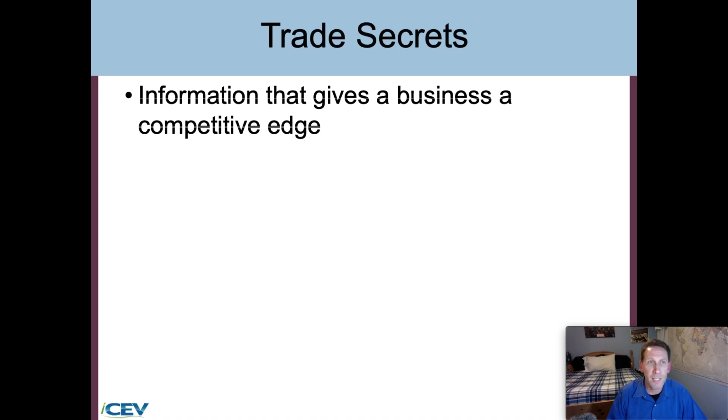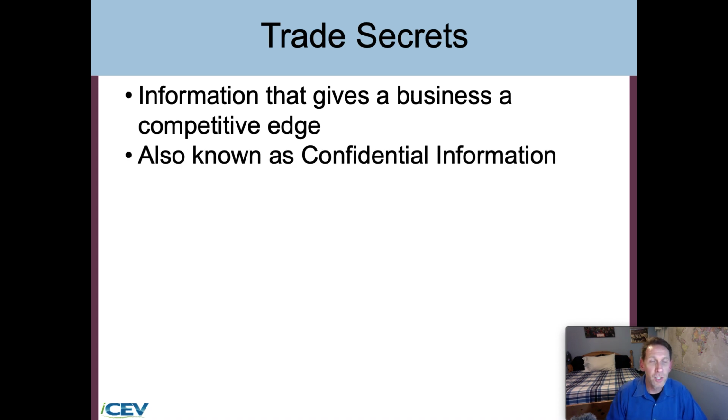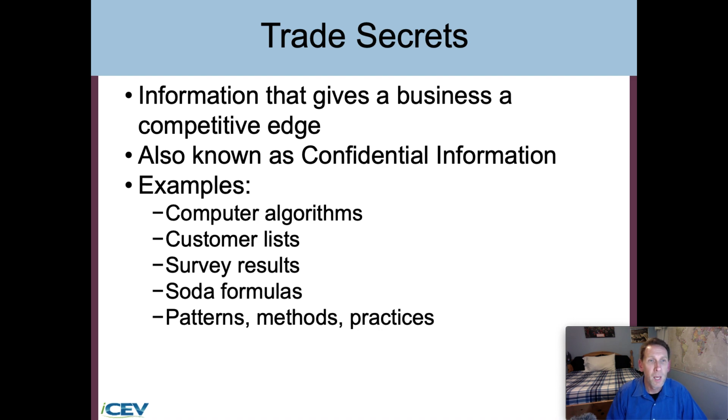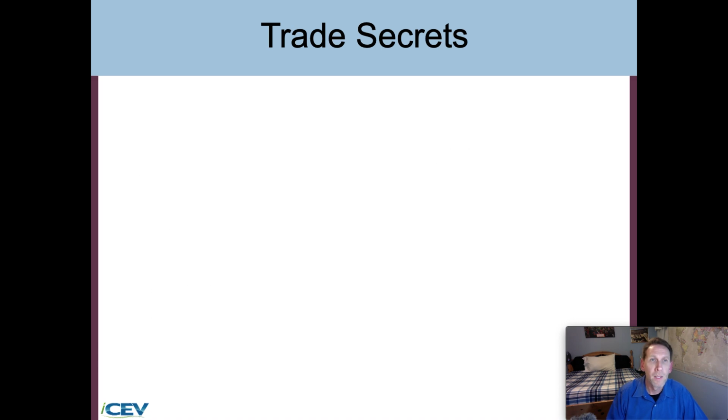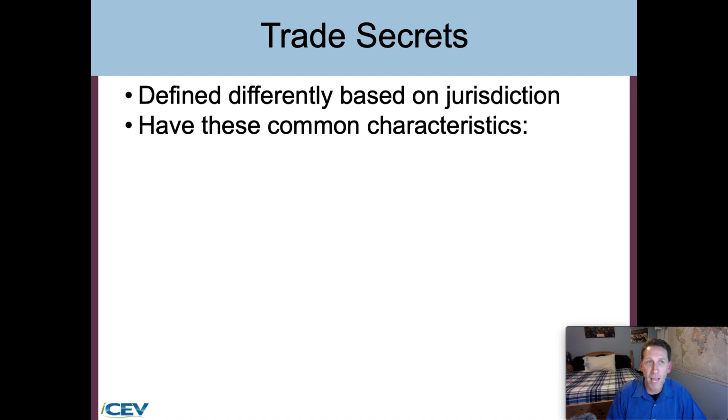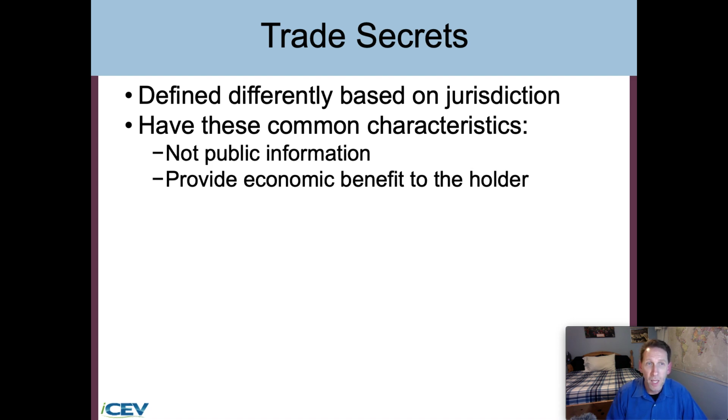Next are trade secrets. This is information that gives a business a competitive edge. It's also known as confidential information, and some examples can be computer algorithms, customer lists, survey results, soda formulas, patterns, methods, and practices that the business uses. Trade secrets are defined differently based on the jurisdiction, but they have these common characteristics. It is not public information, it provides an economic benefit to the holder, and its secrecy is actively protected.